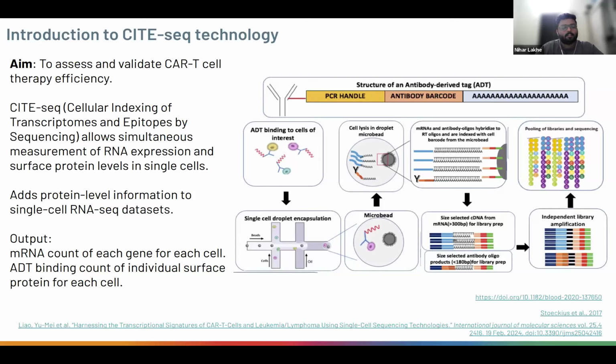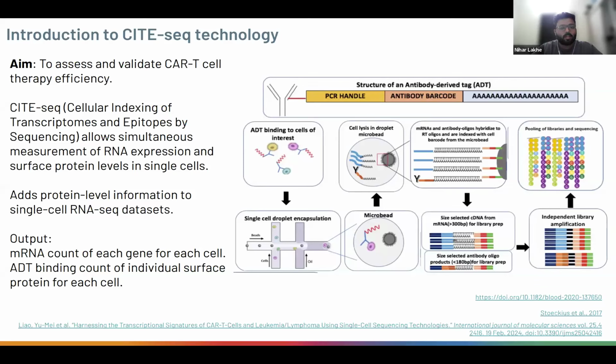CITE-seq, also called cellular indexing of transcriptomes and epitopes, allows simultaneous measurement of RNA expression and surface protein levels in single cell. This addition of protein level information to single cell RNA-seq dataset is the major importance of using CITE-seq over single cell. Coming to the outputs of CITE-seq technology, we get mRNA count of each gene for each cell, and the ADT binding count of individual surface protein of each cell.